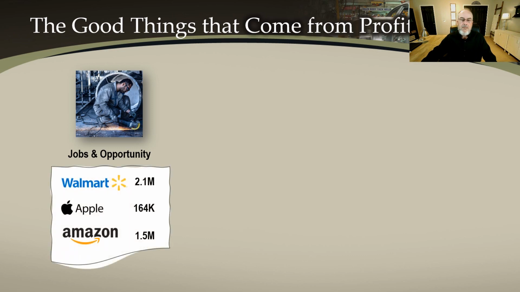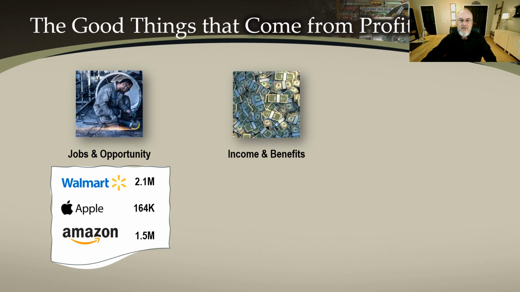Walmart, for example, employs 2 million people. It's 2 million people getting salaries, getting benefits, all the things that come with a good job. Apple, 164,000 people. Amazon, 1.5 million people. Without profit, all of these companies go away, and all of these, nearly 4 million jobs, disappear. We need profit.